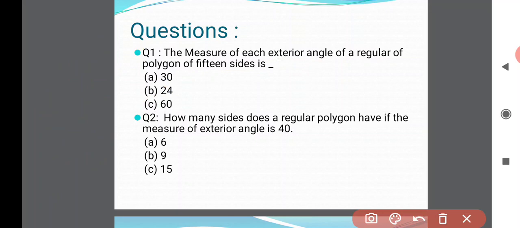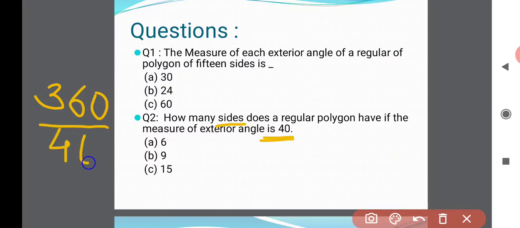Let's see the next. How many sides? Now in this case you have to calculate the number of sides of a regular polygon if the measure of the exterior angle is 40. We know that the sum of all the exterior angles is 360. The measure of one exterior angle is 40 degrees. Divide them, you will get 9. So what will be the number of sides? 9.